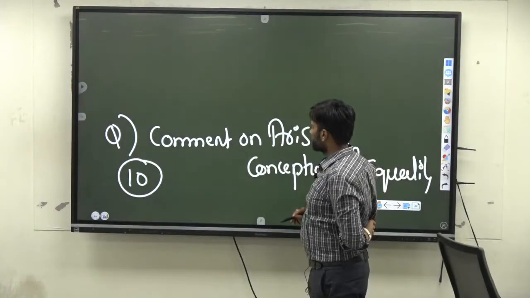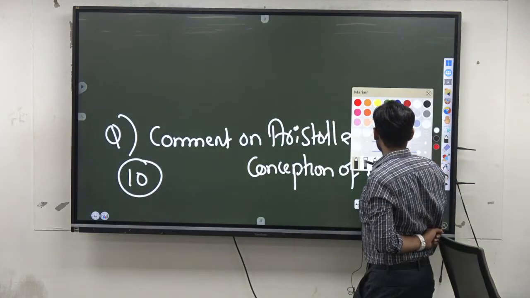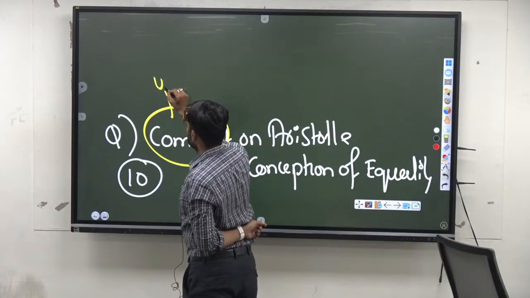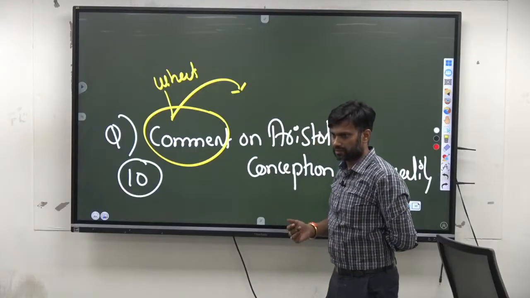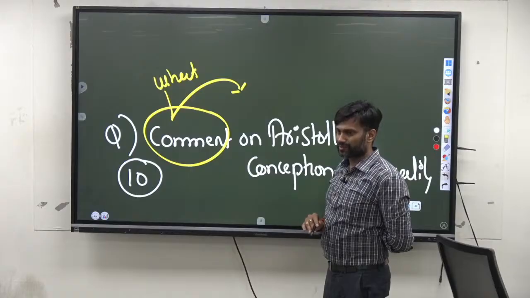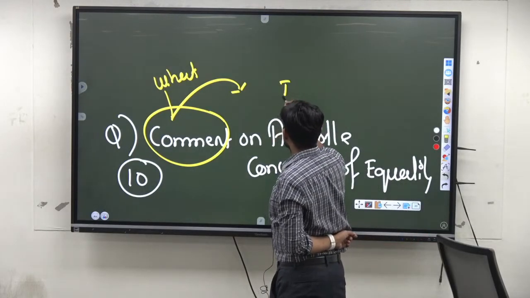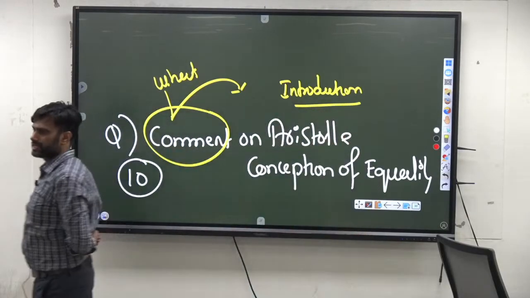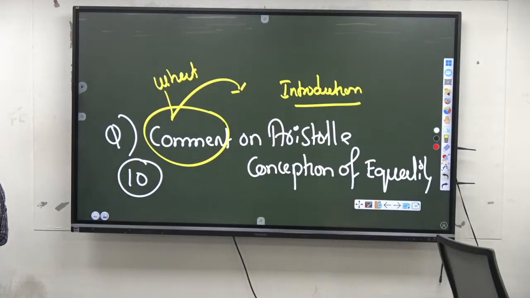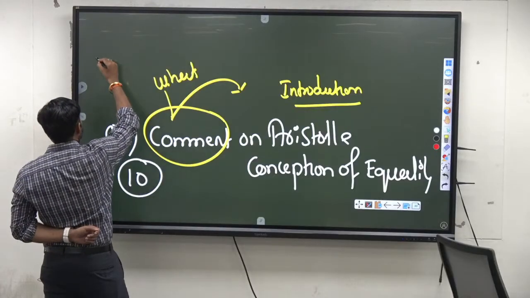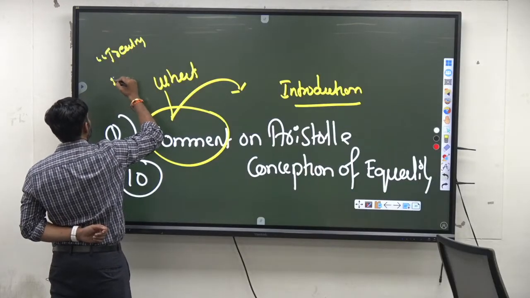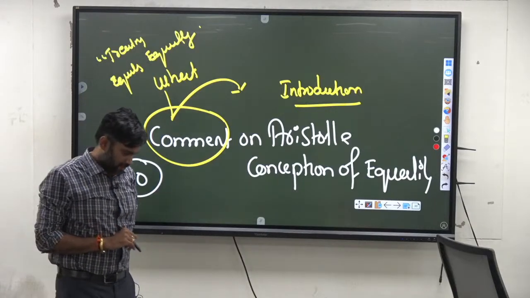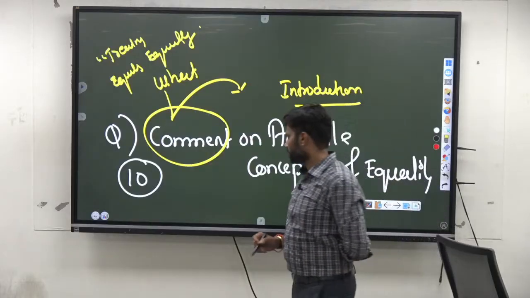So now if you look at the question here, they ask you to comment on Aristotle's idea or conception of equality. So the meaning of comment is not only that; I can also bring my analysis. However, it's a 10 marker question. So straight away I will write my introduction saying that Aristotle in his work Politics, his idea of equality is a more traditional idea of equality, where he says, I would write, treating equals equally and unequals unequally.